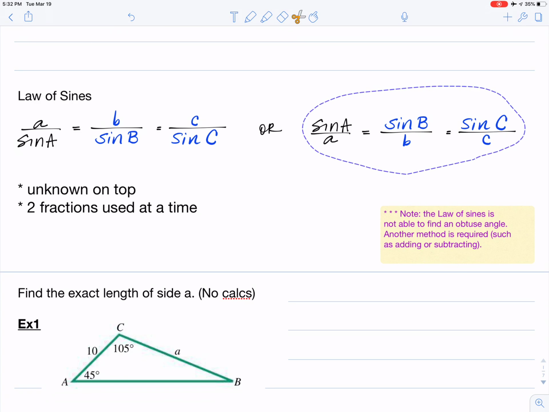I do have a note here over on the yellow sticky that talks about the fact that the law of sines is not able to find an obtuse angle. You're going to need to use another method because of the inverse restrictions, is what that boils down to. So if you were using the law of sines to find an obtuse angle, law of sines cannot find an obtuse angle. You'll need to use something else like adding or subtracting. I'll teach you how to do that during class.